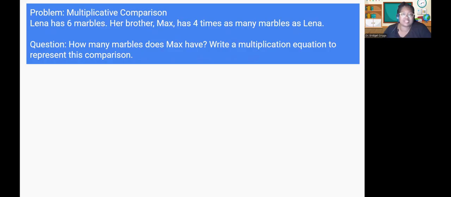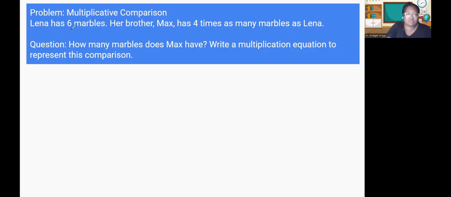Lena has 6 marbles. Her brother Max has 4 times as many marbles as Lena. How many marbles does Max have? Write a multiplication equation to represent this comparison. So let's see what we can come up with. Let's break this problem down. That's half the battle with a word problem, is understanding what it's asking.